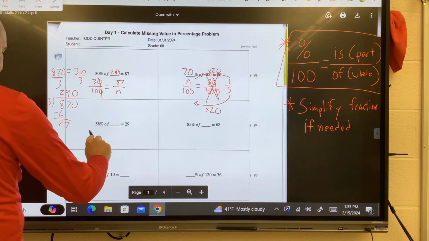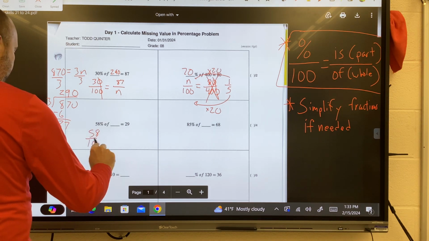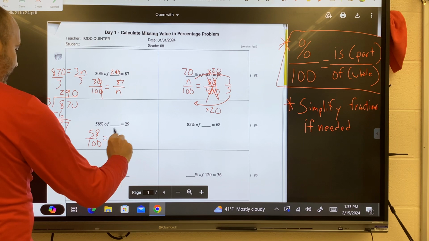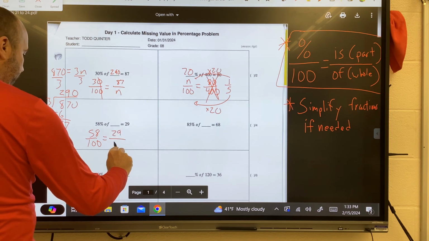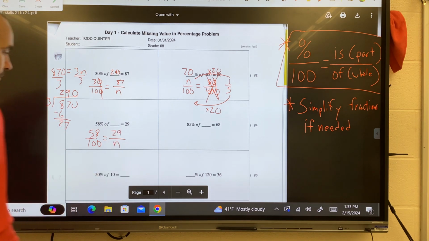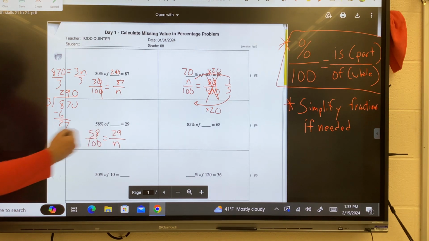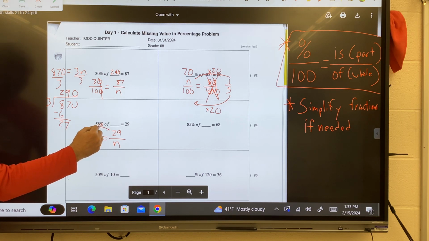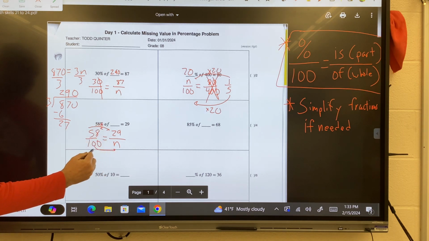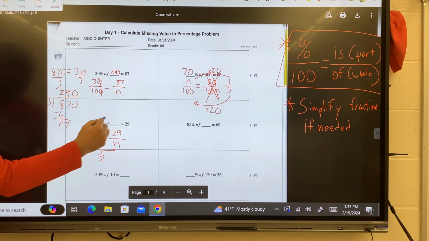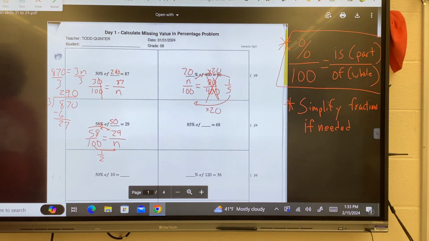Following the same procedure, 58 over 100 is over of, which the of we don't know. And right away, I know the relationship: 29 is exactly half of 58. So if I'm going this way, I'm saying, well, there's half, all right? And here, I have to take half. Well, half of 100 is 50.